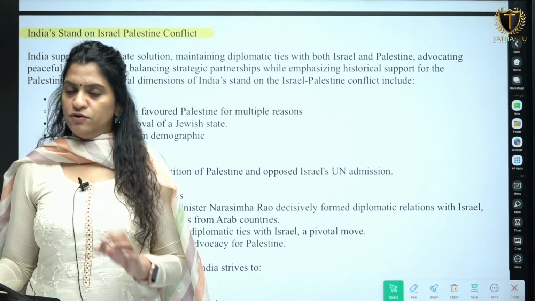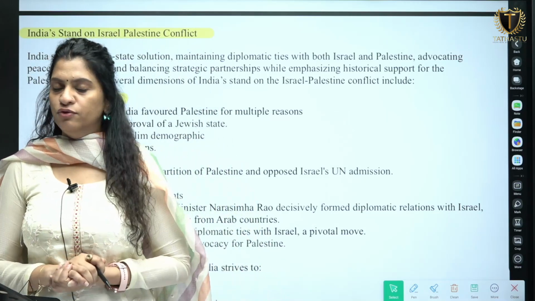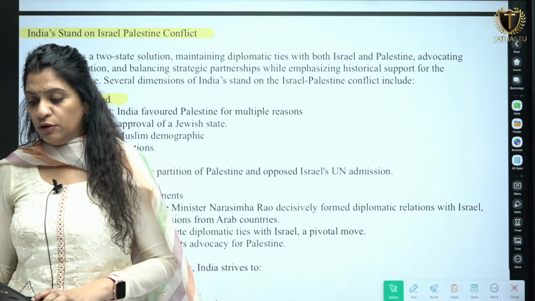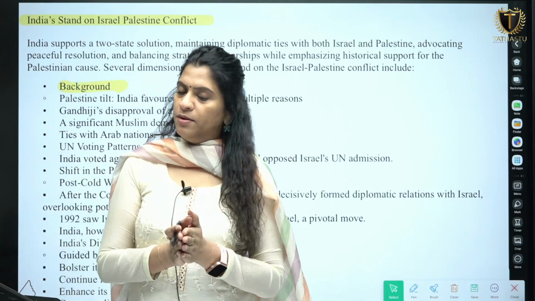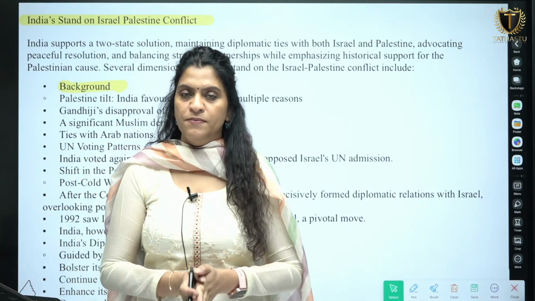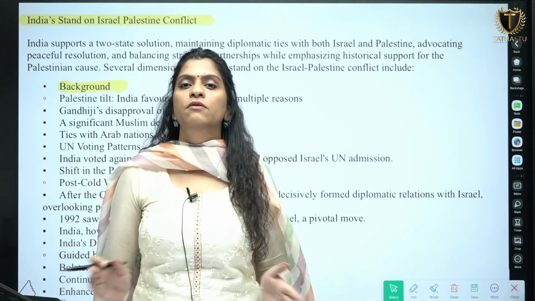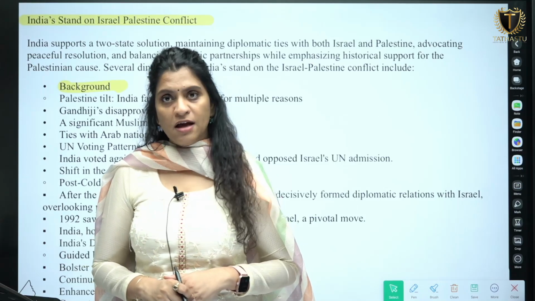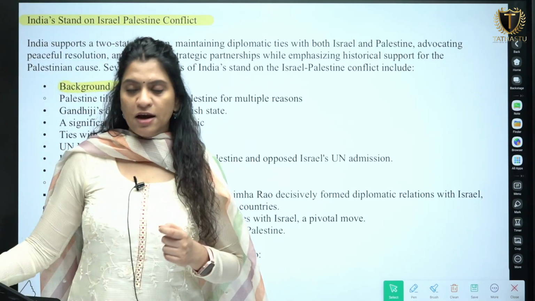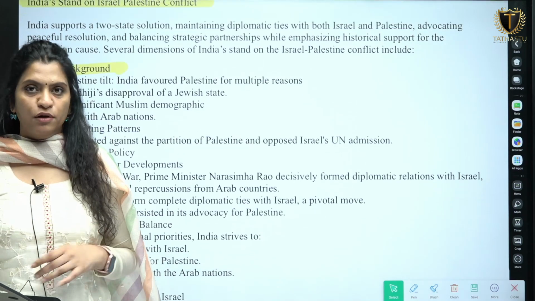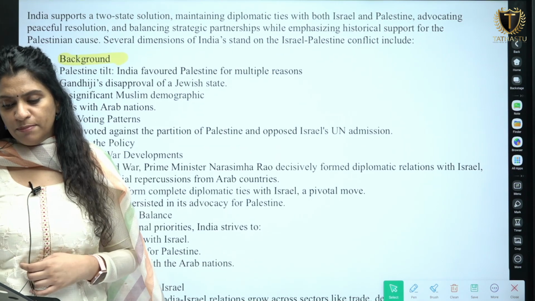India supports a two-state solution, as we already saw yesterday, maintaining diplomatic ties with both. We saw that India's stand is neutral, yet we have positive and favorable relations independently with both the international players, despite being neutral. How? We maintain diplomatic ties with both Israel and Palestine, advocating peaceful resolutions and balancing strategic partnership while emphasizing historical support for the Palestine cause.